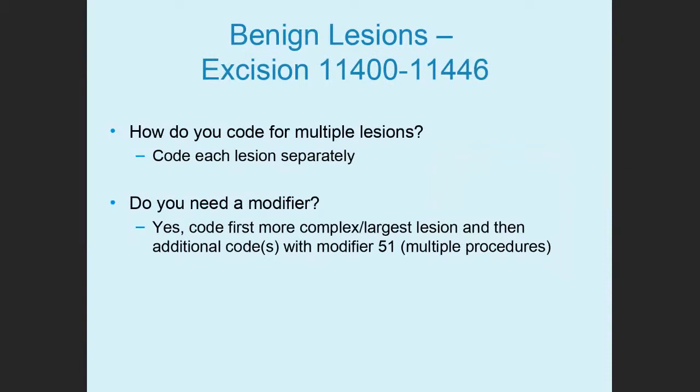So how do you code if you have multiple lesions? Each is coded separately. Okay, so if you have 2, even if it's in one area, you still code one separately for each one. If more than one lesion is being reported, code the most extensive, the biggest excision first, and then the other code or codes with the modifier 51, which indicates multiple procedures.